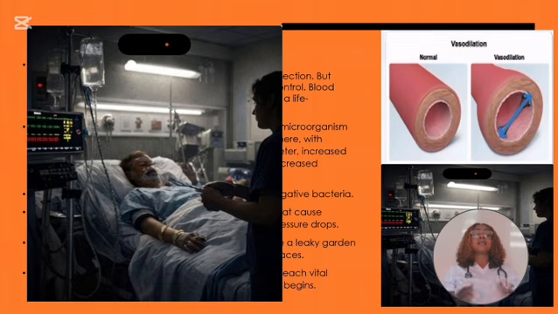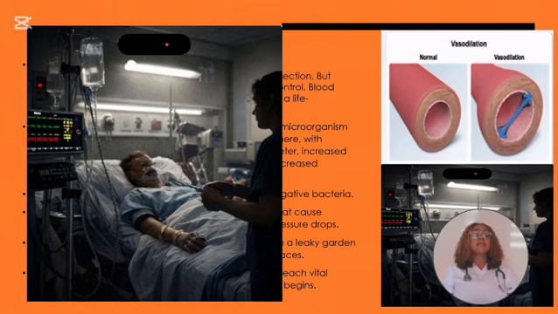Septic shock is an exaggerated immune response to a microorganism that causes vasodilation. As you can see in the image, we have an increased blood vessel diameter, increased blood flow or decreased blood pressure, as well as increased capillary permeability, most commonly triggered by gram-positive or gram-negative bacteria.